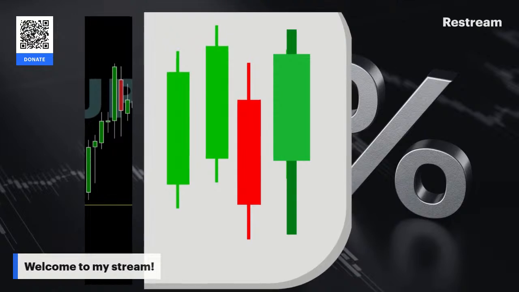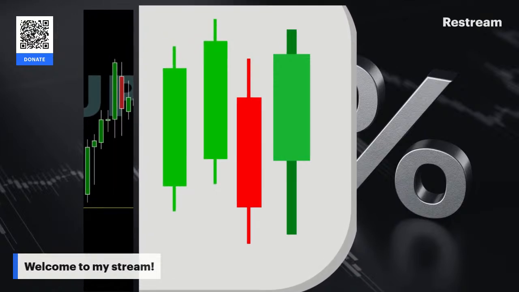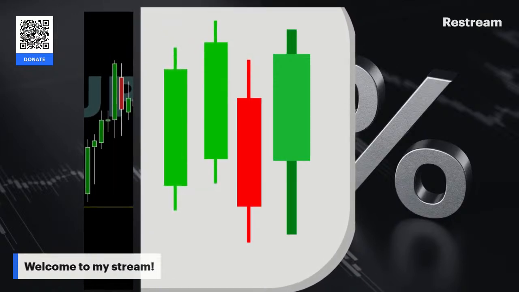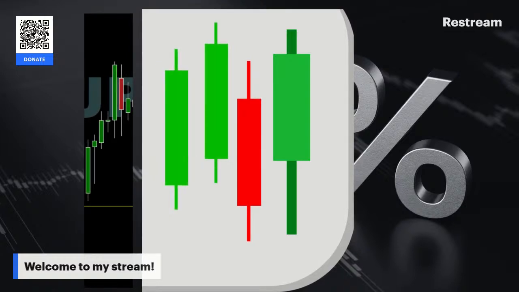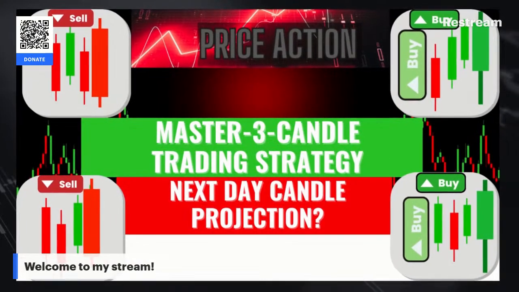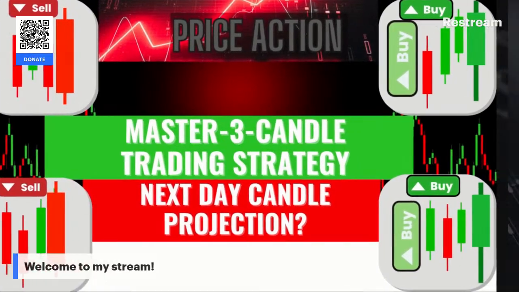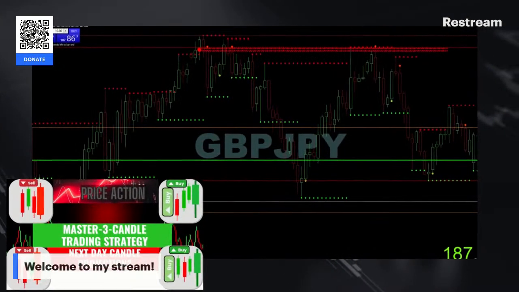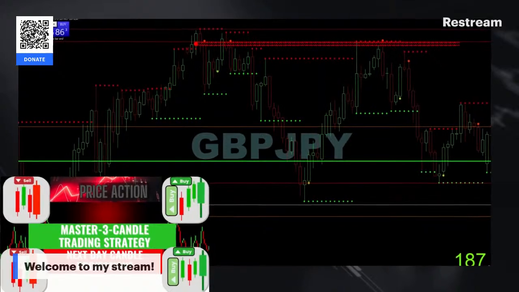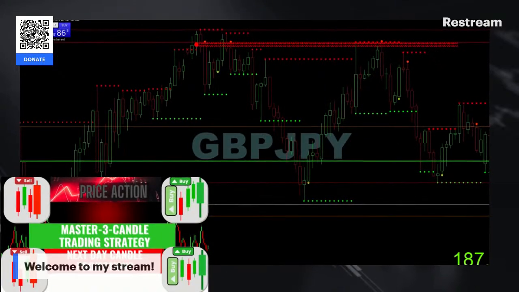Another example on February 11, 2025, we had green, green, red, so the next day should be green. And sure enough, that's what happened. This strategy is simple but extremely effective when combined with good risk management. Risk management. Combine this with support and resistance for stronger signals.